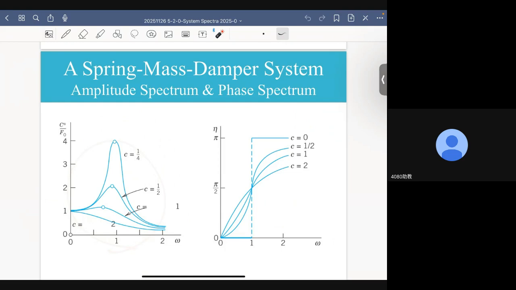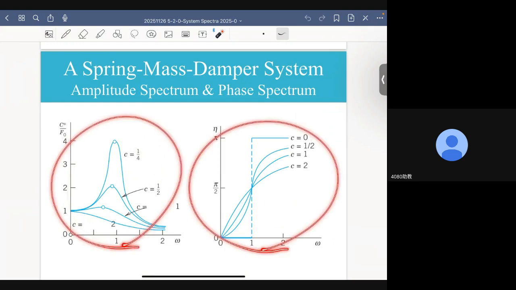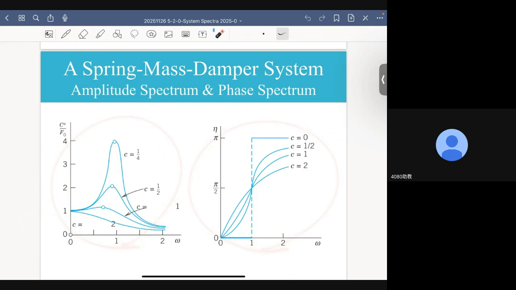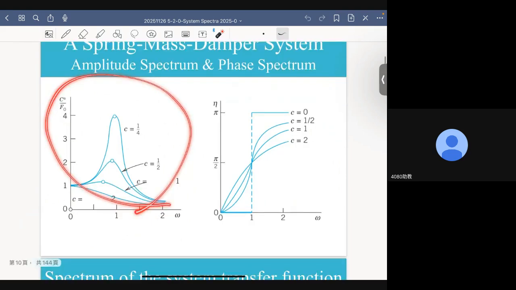Generally speaking, this is the amplitude spectrum. This is the phase response. But generally speaking, when we talk about frequency response, more often than not, we refer to the amplitude spectrum, all right?